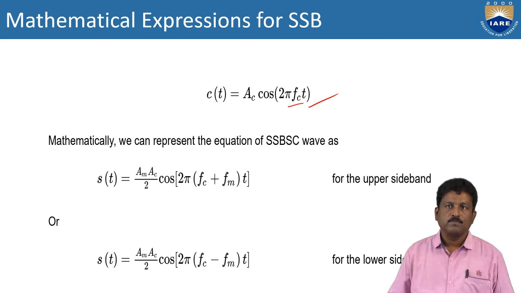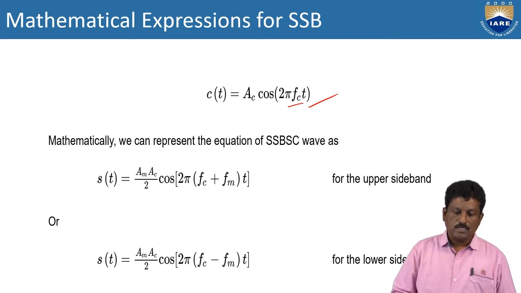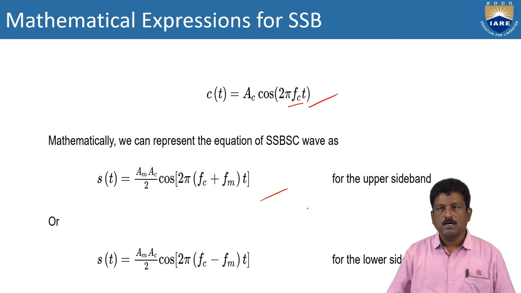By the operation of modulation on the carrier signal c(t) and modulating signal m(t), we now have to generate the wave with the help of the mathematical expression that we discussed in the last class for the DSBSC wave as well as the AM modulation.